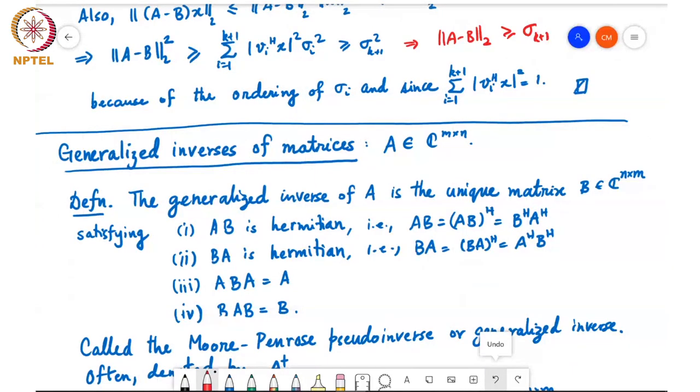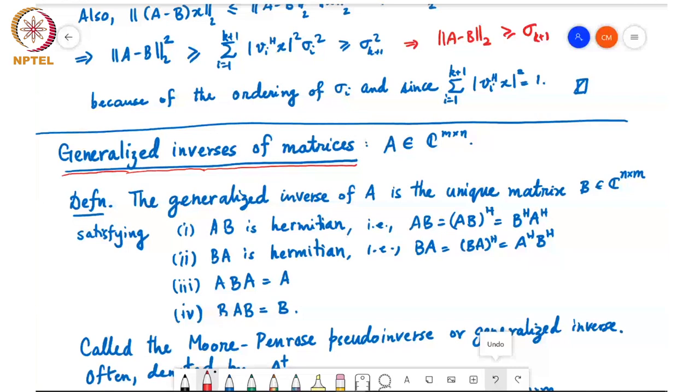Okay, so the next topic is generalized inverses of matrices. So we know that if a matrix is square and non-singular, we can always invert it. But in order to solve systems of linear equations and even for many other problems, we will need to invert matrices that are rectangular of size m by n. So for that, we use this concept of generalized inverses, and these generalized inverses have various properties that we can also study. So we'll start with the basic definition.